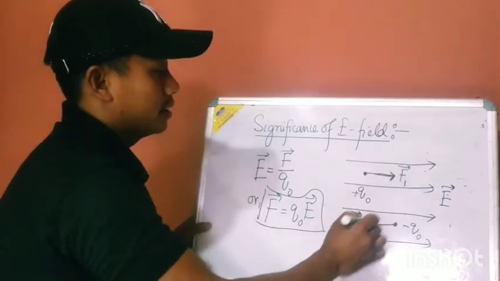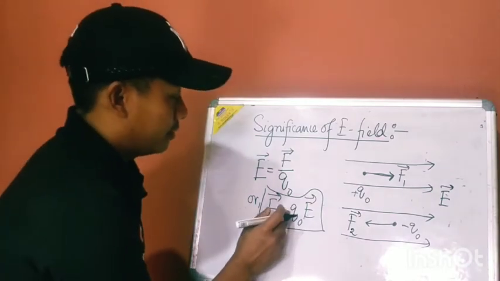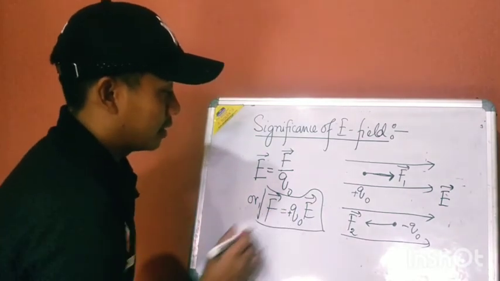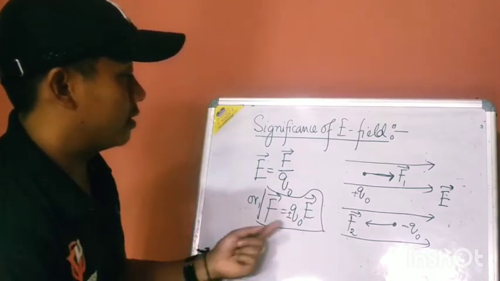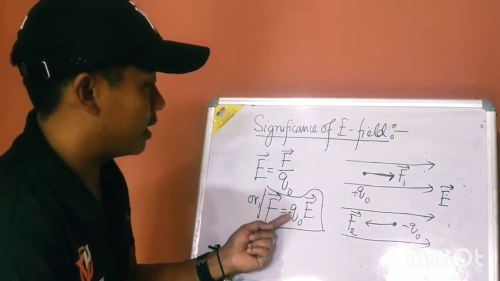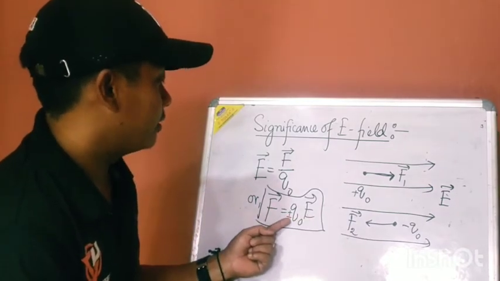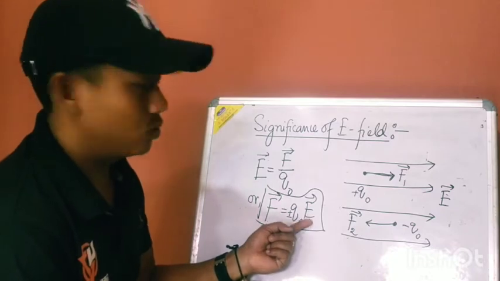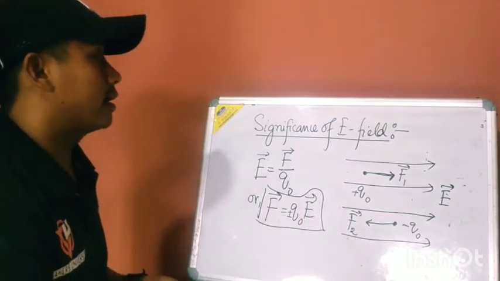Let this be F1, let this be F2. Why? Because if it is positive, there is a plus sign. If it is negative, there should be a minus sign. If it is positive, then force and electric field are in the same direction. If it is negative, then electric field and force will be in opposite directions.